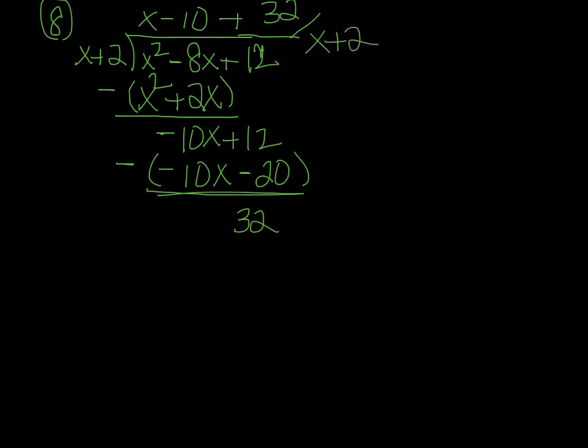So there's our answer. Let me rewrite it down here so it looks a little prettier. So x minus 10 plus 32, and that's going to be over x plus 2. Okay, and that is choice 4.